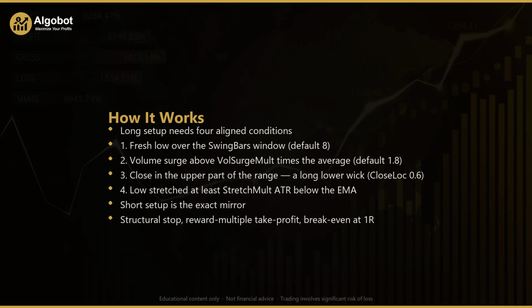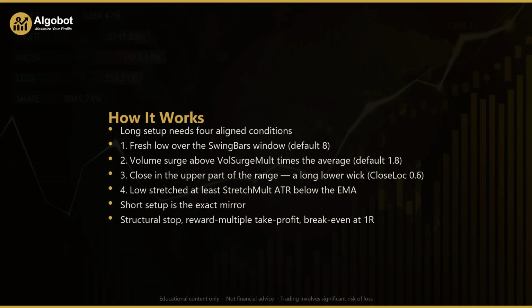Let's break down the exact logic the expert advisor follows. Everything is evaluated only on closed bars. The just completed bar becomes the bar the strategy evaluates, and every average and indicator value is built from the bars before it, so a level never gets to see itself. For a long setup, conditions must all line up. First, a fresh extreme. The just closed bar must print the lowest low of the last several completed bars, set by the swing bars parameter, which defaults to 8. This confirms there is a genuine downward move to study, not mid-range noise.